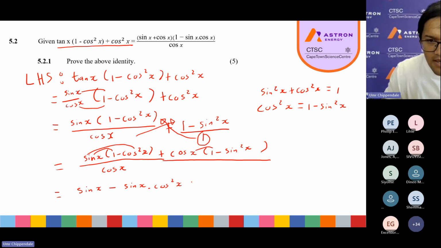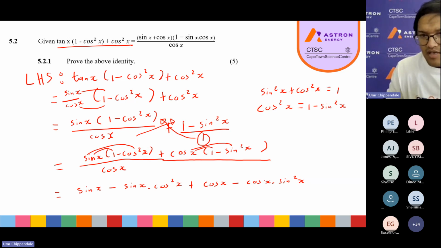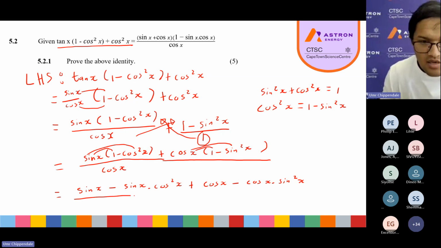Plus, now these are going to be multiplied as well, and those are multiplied as well. That is cos x, minus cos x times sine squared x. Remember, you could write that either way. You could write it as minus sine squared x times cos x, right? So we have it just like that. And that's not all, because all of this is still over our cos of x.